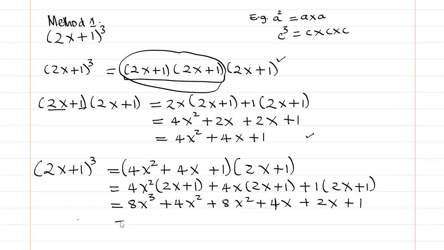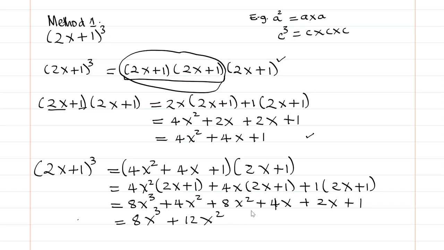And then from here we collect the like terms. When we collect the like terms, we look at the terms that have the same powers of x. Like here we have 8x cubed. It is the only one with x cubed here, so it is a single term, 8x cubed. And then we go to the ones of the square. There is 4x squared here, then there is 8x squared here. Those are like terms, we add them, we shall get 12x squared.